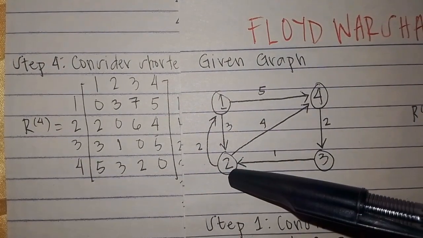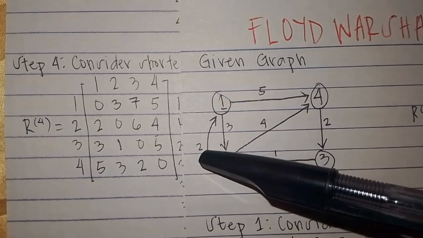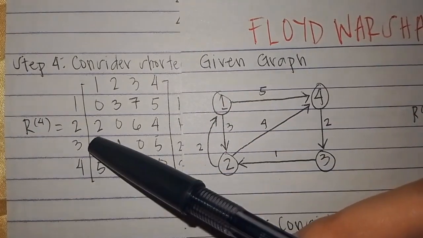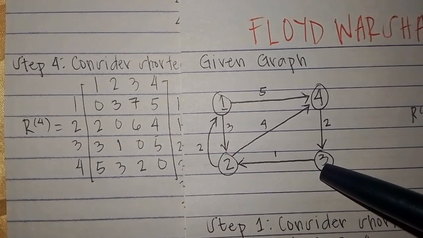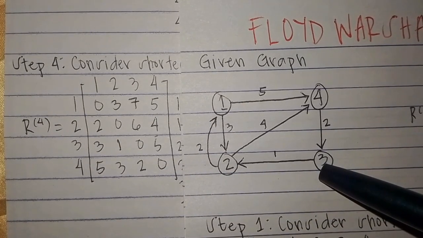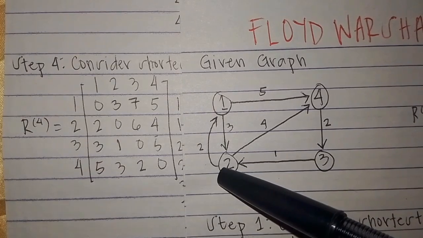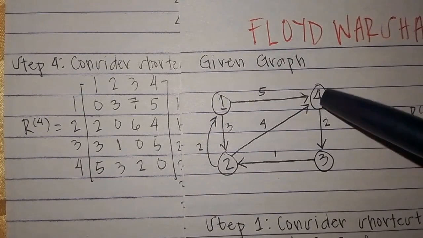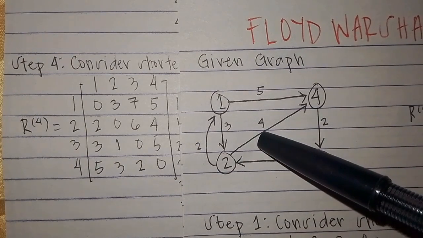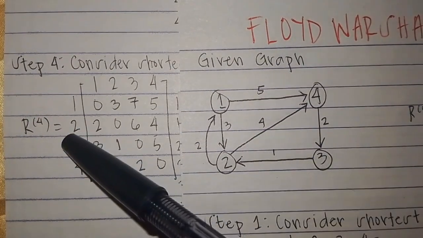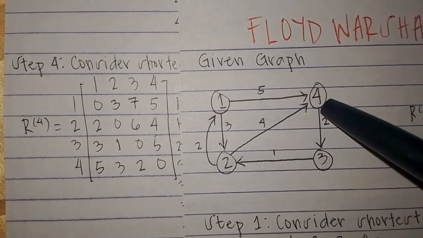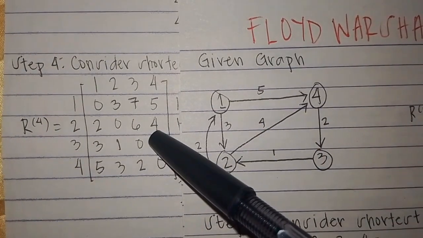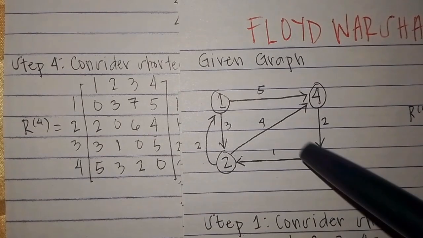Next is 2 to 1. So 2 to 1, the distance is 2. So same as here in the matrix, it's 2. Then 2 to 3, there is no direct path. So through the vertex 2, we need to consider 2 to 4, then 4 to 3. So 4 plus 2 is 6. So 2 to 3 here is 6. Then 2 to 4 is 4. Same as here, 4.